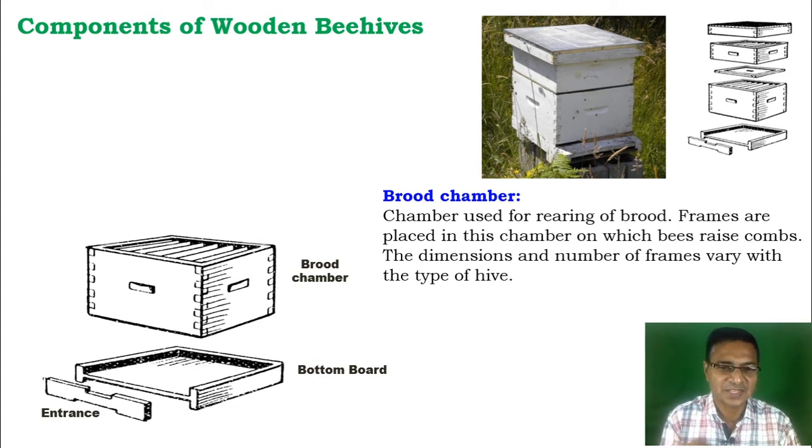Brood developmental stages are present here. That chamber is used for rearing of the brood. Frames are placed in this chamber, on which bees raise the comb. The dimension and the number of frames vary depending on the bee species, depending on the area where the rearing of the bees is done, and depending on the favorable or unfavorable conditions also. In that brood chamber, large size frames are present here.